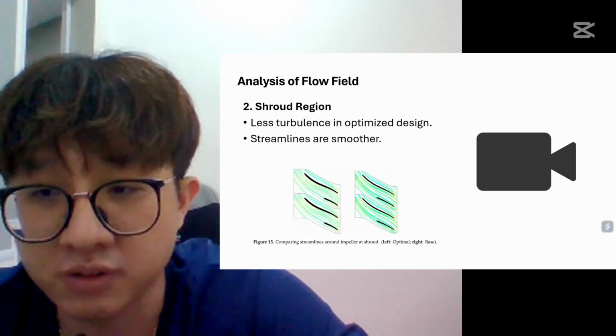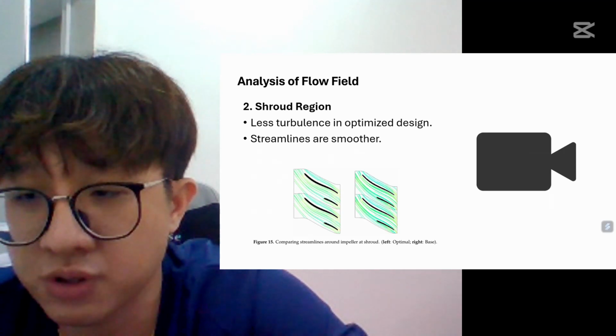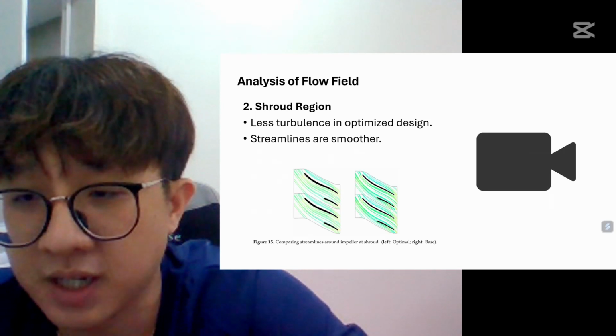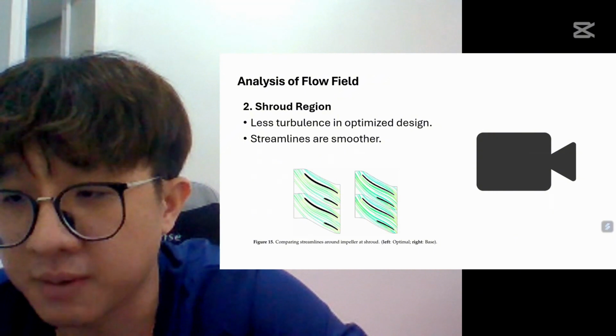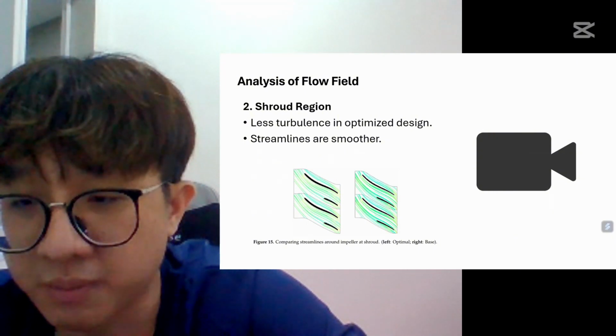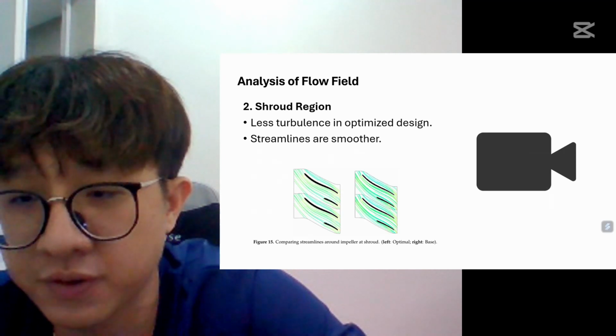Now is the shroud region. At the shroud, the velocity field shows reduced secondary flow and less turbulence, resulting in higher aerodynamic stability. These improvements confirm that subtle geometric adjustments can yield significant changes in flow quality.